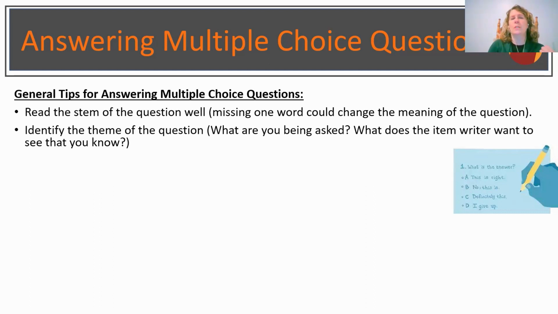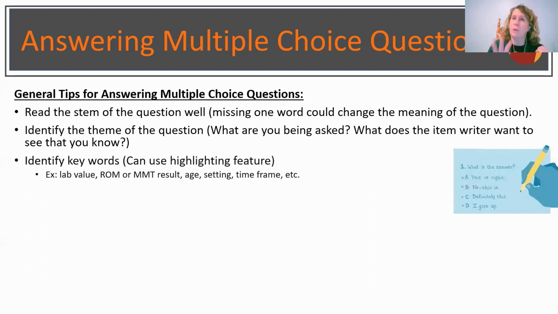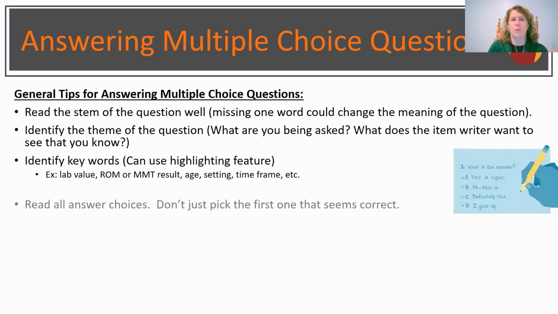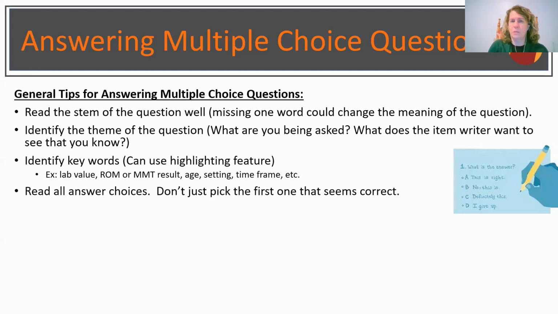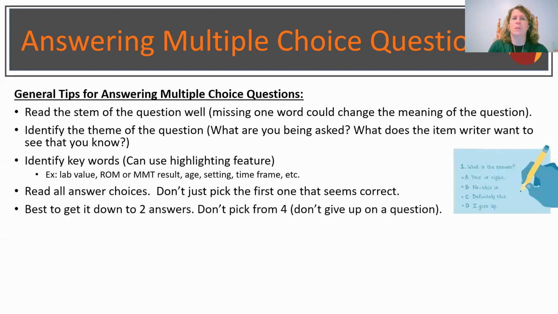So a lot of students tell me what they do is they read the stem of the question, they read the answers, they pick an answer, they reread the question, and then verify their answer. And that's what I would suggest that you do with every question. Remember keywords, use that highlighting feature. Read all the choices. Don't pick the first one that just looks good.